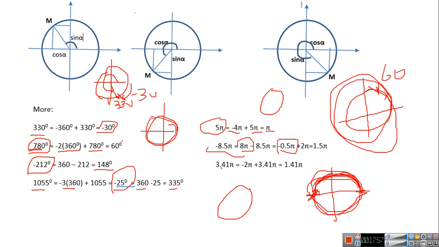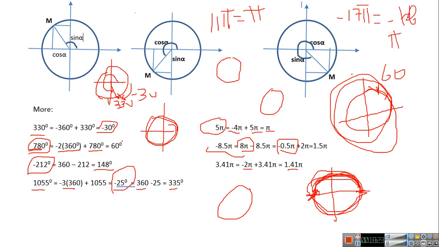If you have 3.41 pi, you can take out minus 2 pi, so it will be 1.41 pi. If you have 11 pi, how many can you take? One rotation is 2 pi, so 5 rotations is 10 pi, and what remains? Pi. If you have minus 17 pi, you can take 16 rotations; we take out 16, and what remains is minus pi.